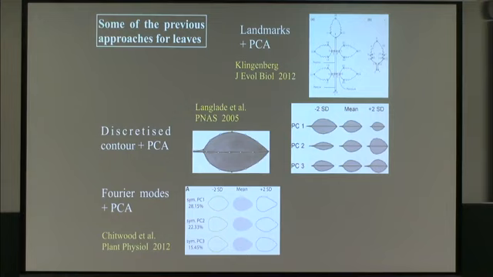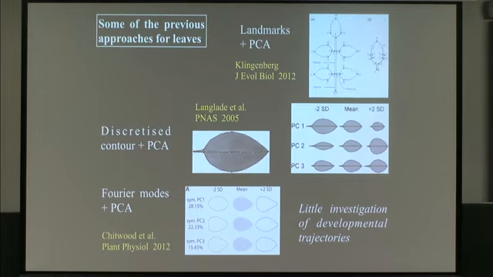Other researchers used decomposition in Fourier modes and the analysis of the Fourier coefficients. But as far as I know, there was little investigation of developmental trajectories, of what happens if you look at leaves throughout time.